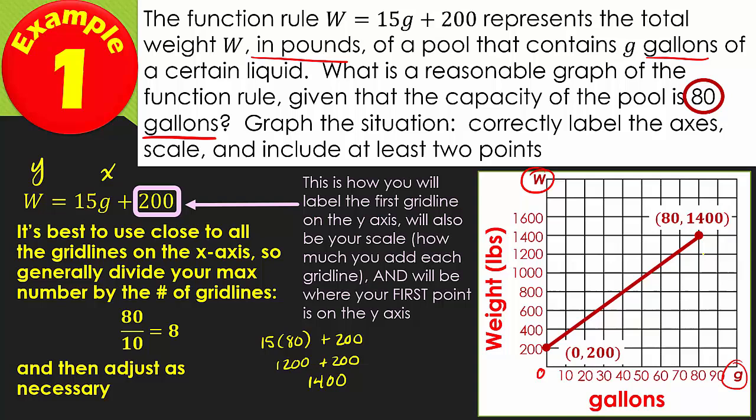There's my graph. Don't continue past there because this is the max that the pool can hold, so we're just going to stop our line right there. Don't continue along with the arrow.